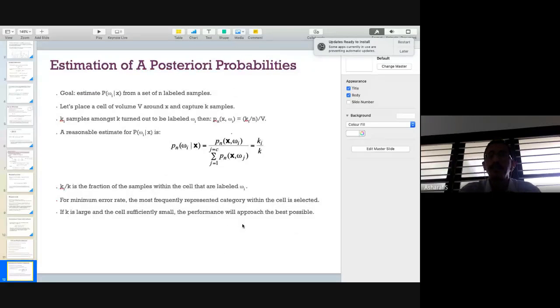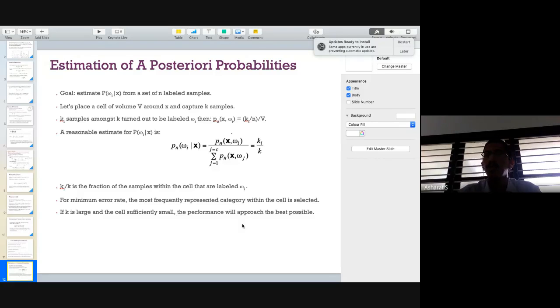How does it estimate? It is an approach for estimating posterior densities. That's not the only application, but let me explain with a posterior estimate P(wi | x) from a set of labeled points. X is the point at which you need to do an estimation, and wi is a class. Let us place a cell of volume V around X and capture K samples. I don't fix V.